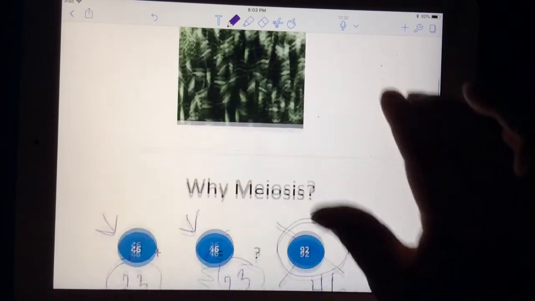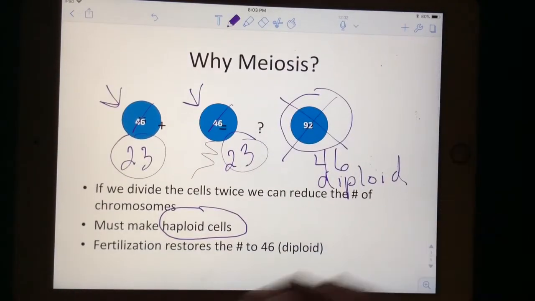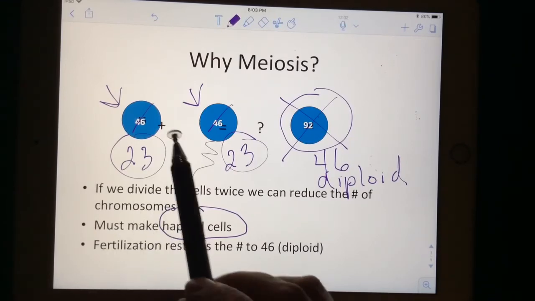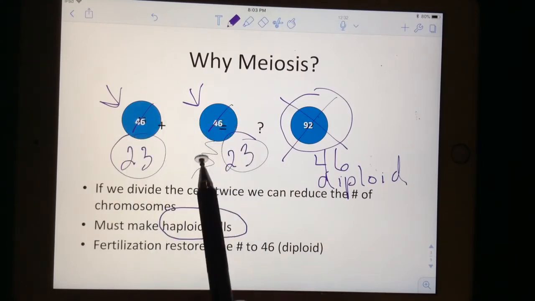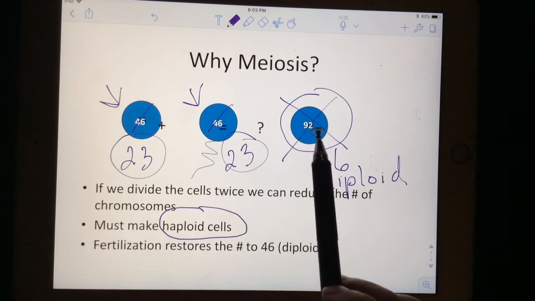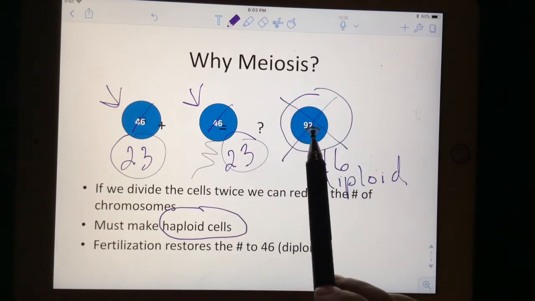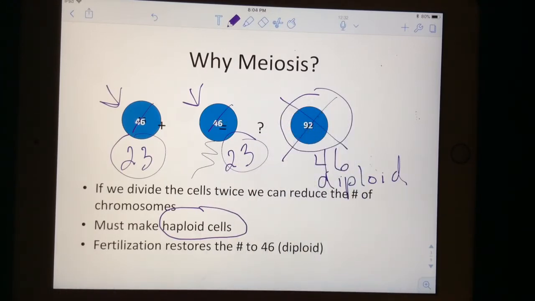Okay, so a little bit on why meiosis has to happen. If we used mitosis to produce our gametes, our sex cells, what would happen in a human is you'd have 46 chromosomes in the egg meeting up with the sperm, which would also have 46, and the developing zygote would have 92. That's just not possible because it probably wouldn't even develop into any kind of embryo at all. Plus, the human chromosome number is 46.